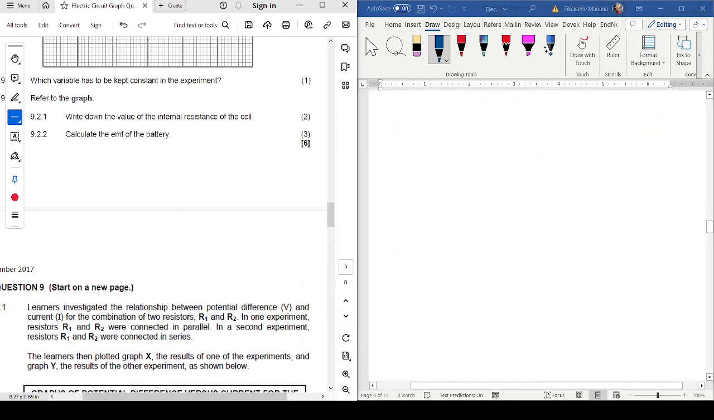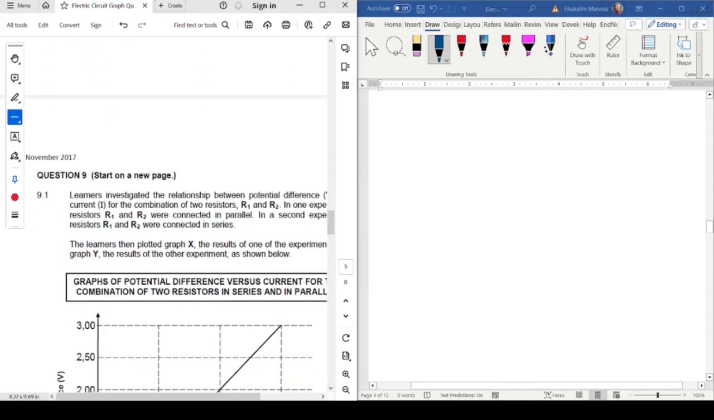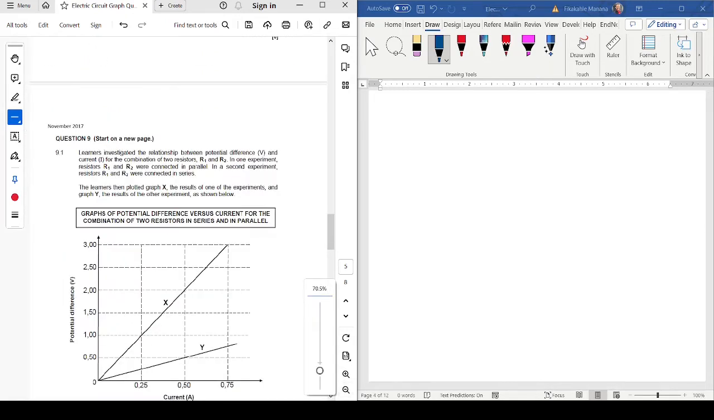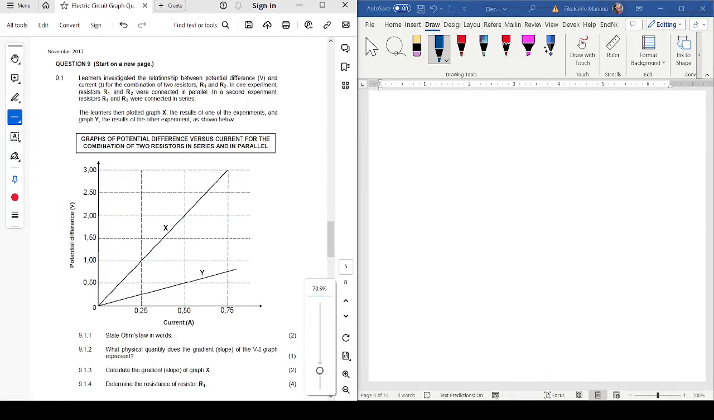Let's now go to the 2017 November paper. Let me just make this a bit smaller. I think by now you're getting the drift, right? We can stop this lesson here. But for those who want to continue, let's go along.